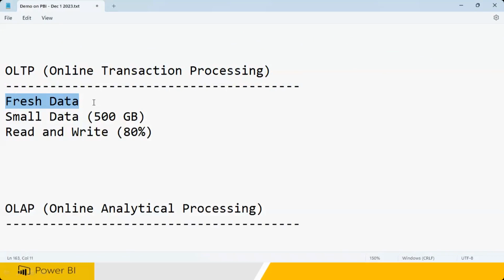But OLTP will have one problem. The data size is small in that server. It may be less than 1 TB, or 500, 600 GB, something like that. Most of the time we are going to be writing the data. What do you do? You go to the bank every time only to know your account balance? No, no, no. We do cash withdrawal, cash deposits. Lot of things we are doing. So most of the time you are using the application for writing data.